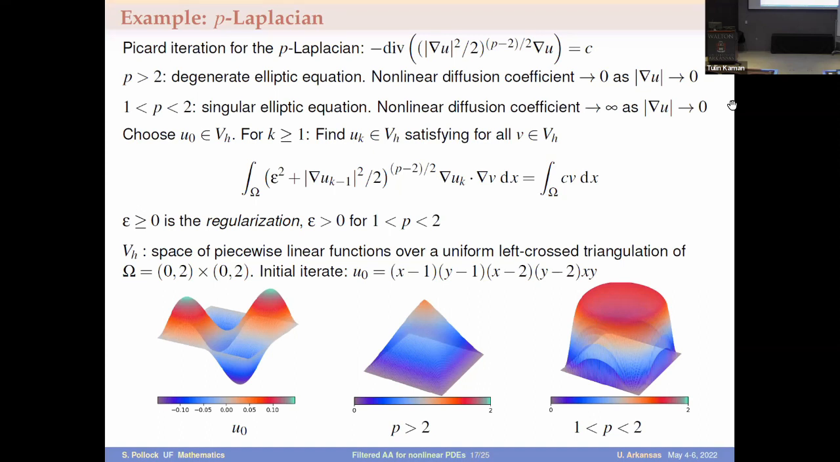So here's our Picard iteration for a finite element discretization of the P Laplacian. Here I put in a regularization factor epsilon that we need in the singular, but not in the degenerate setting. So we'll start with this initial guess here, and then for P greater than 2, our solutions will look something like this, and for P between 1 and 2, our solutions look something like this, where you have a very steep boundary layer.